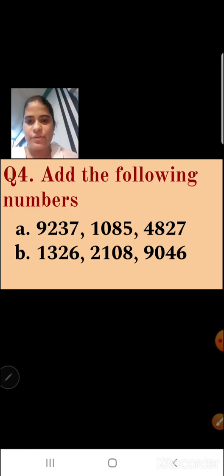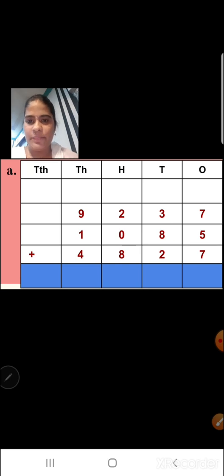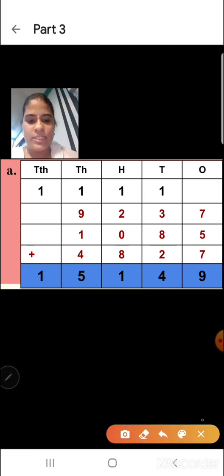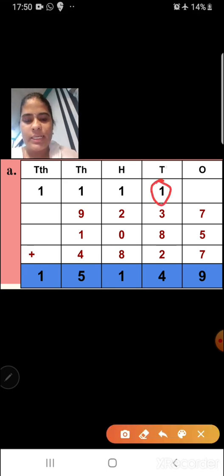So first we have to draw the table properly. Write all the numbers in the proper place. Then we are going to start adding the digits from ones place. So let us add. In ones place, we have 3 plus 5 plus 7, which is equal to 19. As we have got here 2 digits, 1 will be carry over in tens place and number 9 we have to write in ones place.